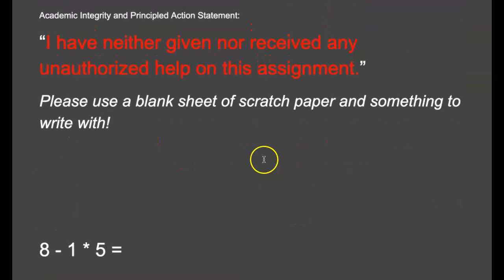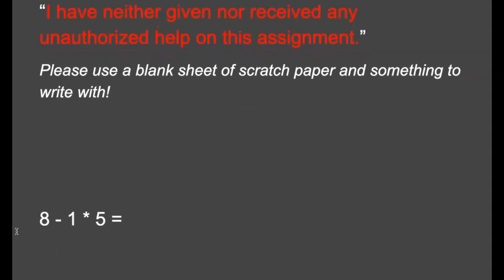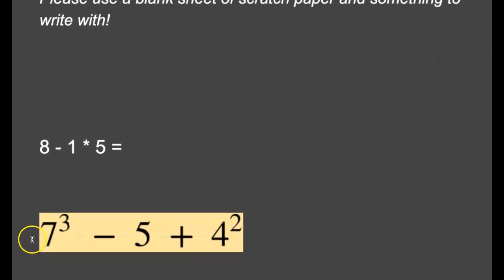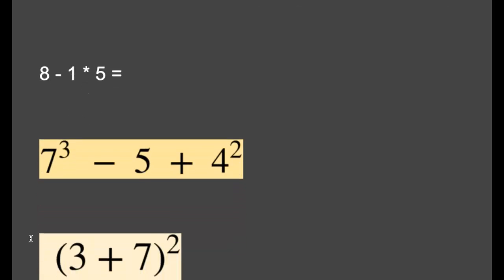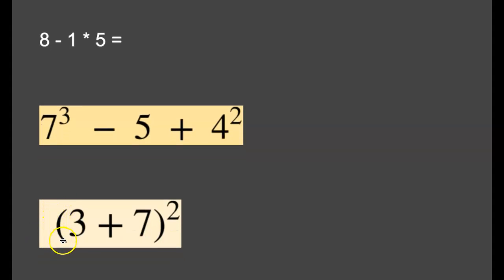All right, so first one, 8 minus 1 times 5. Seven to the power of 3 minus 5 plus 4 squared. Make sure you're using PEMDAS. Open parenthesis, 3 plus 7, close parenthesis, squared.